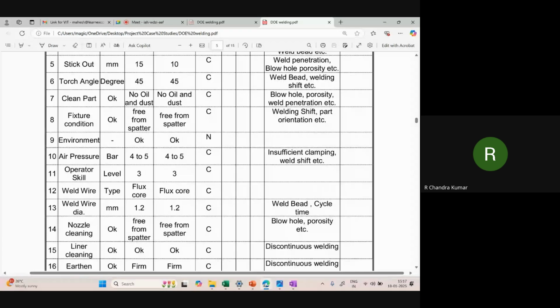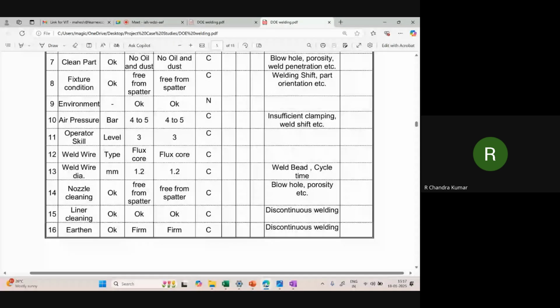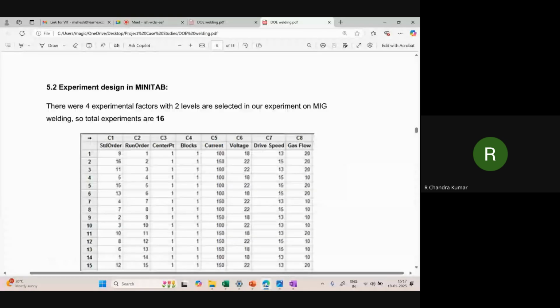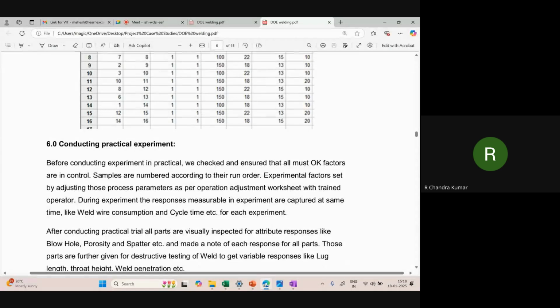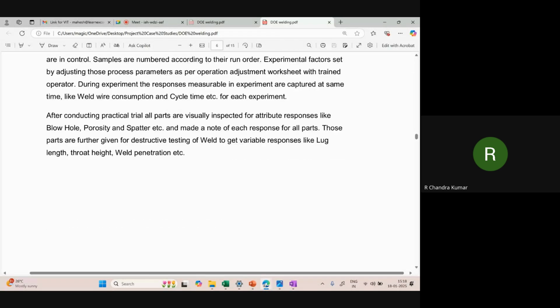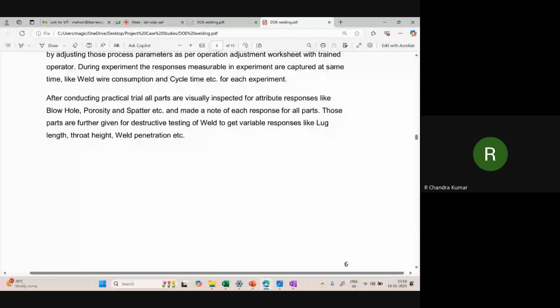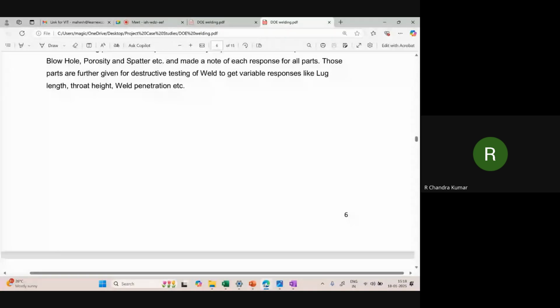And a noise factor is something which I cannot control. I don't want to control it, or it is not economical to control. After categorization of this, then in Minitab, these 16 experiments are designed, 4 factors, 2 levels, so 2 to the power of 4. So 16 experiments are designed considering current, voltage, drive speed, and gas flow. And of course, it's in the sequence in which the experiments have to be conducted. And then they have to do the setting for each of the factors as per the sequence, and they did the setting.